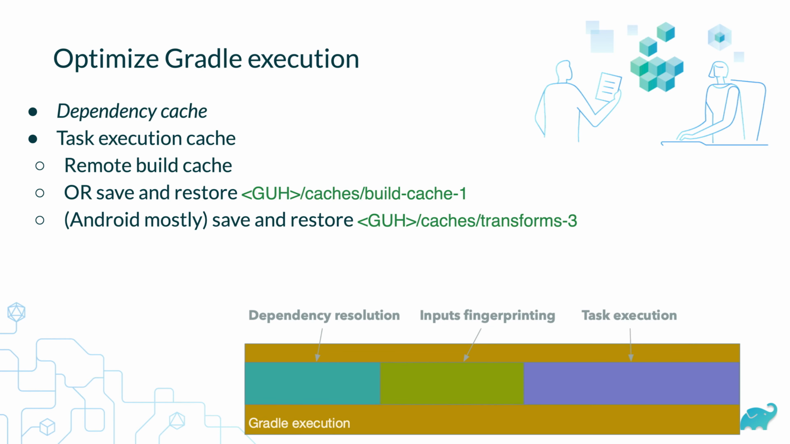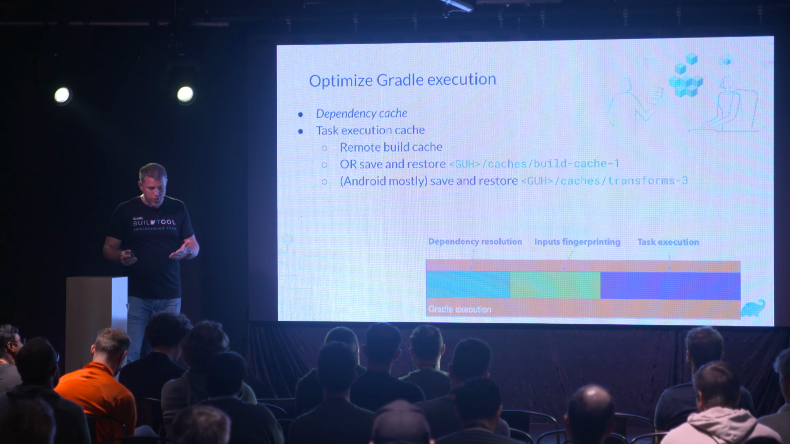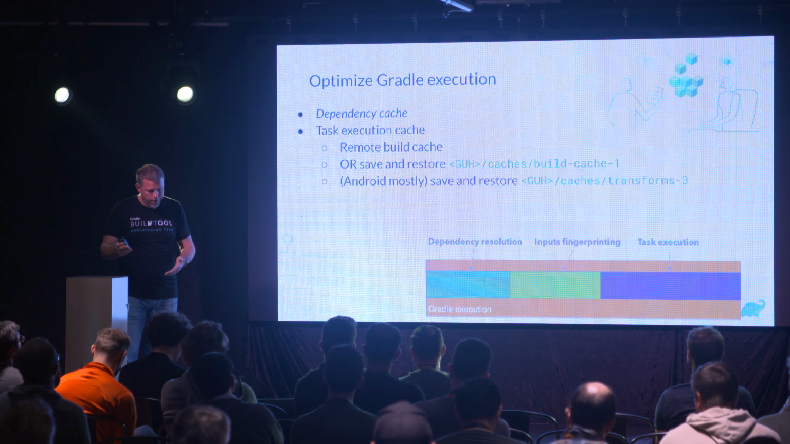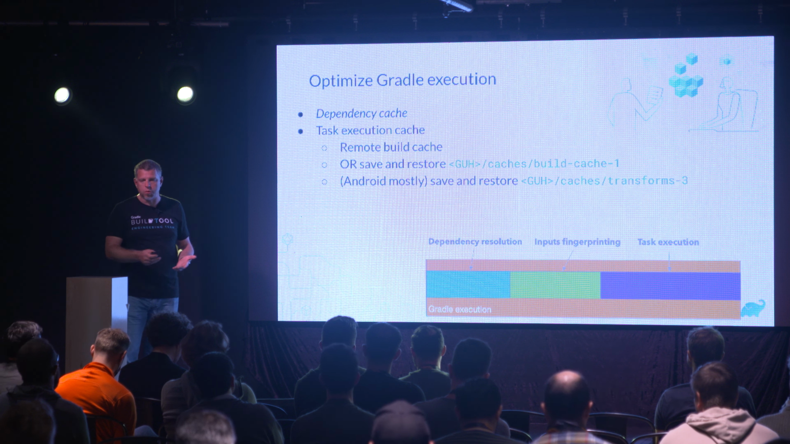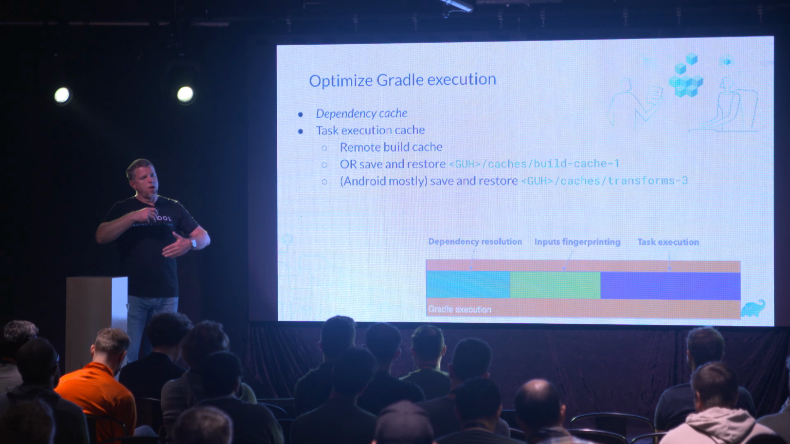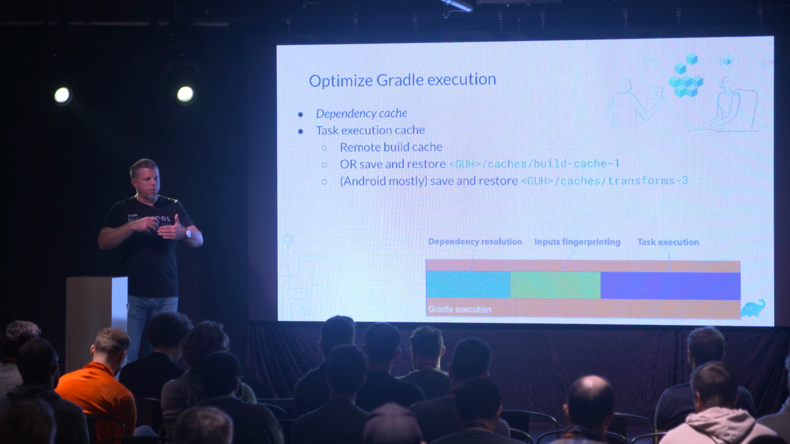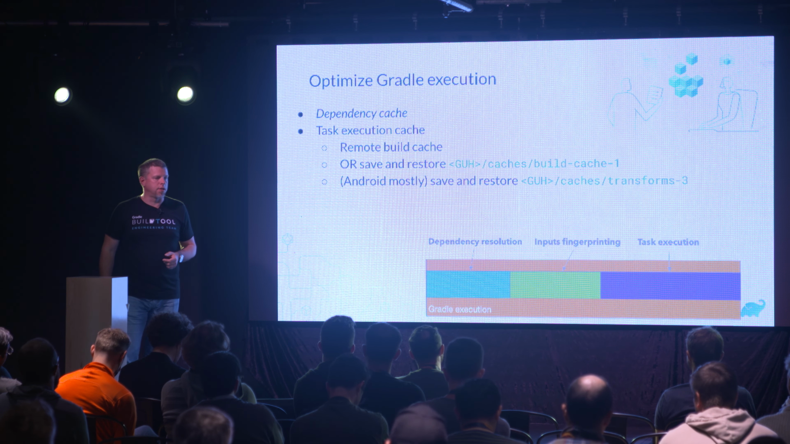Then in terms of the execution phase, well, once again, we go back to the dependency cache, but this time for your product dependencies. And for the task execution cache, again, we can play with the remote build cache or save and restore caches, build cache 1. And on Android, you probably want also the transforms because these are the way Android works by repackaging artifacts for different purposes in your build execution.